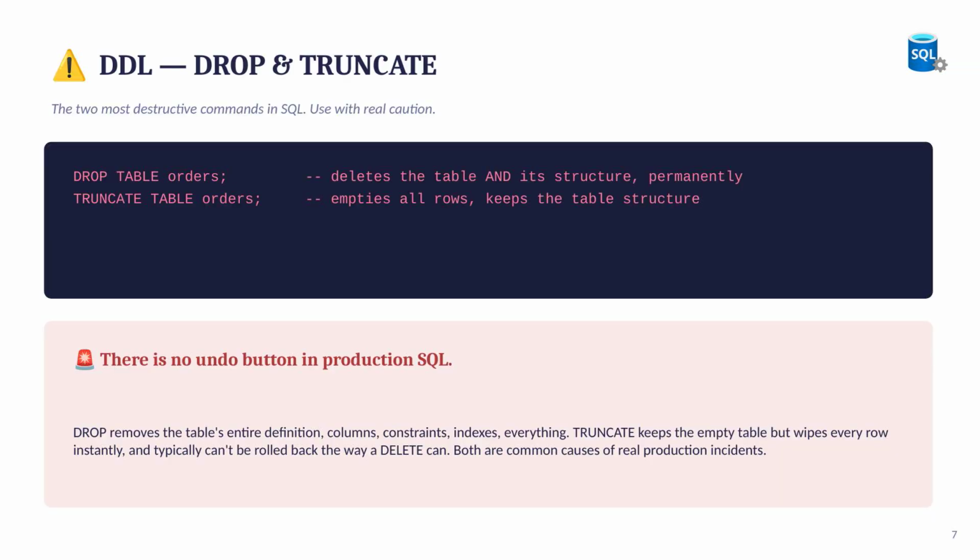Now, the 2 most destructive commands in all of SQL, drop and truncate. Drop table deletes the table and its entire structure, permanently, columns, constraints, indexes, everything. Truncate table empties all the rows but keeps the table structure intact. Here's the part beginners need to hear clearly. There is no undo button in production SQL. Truncate wipes every row instantly, and typically can't be rolled back the way a delete can. Both of these commands are common causes of real production incidents, so treat them with real caution.